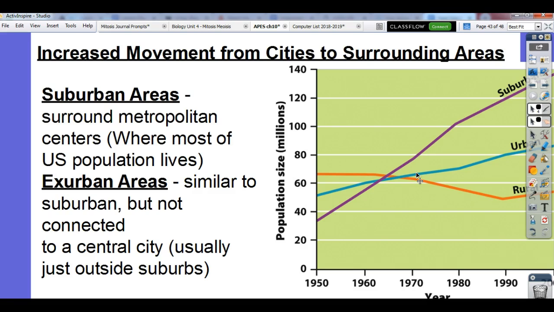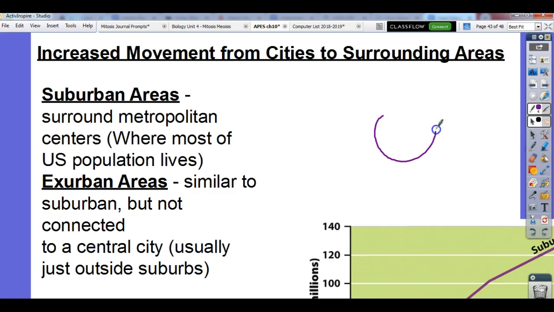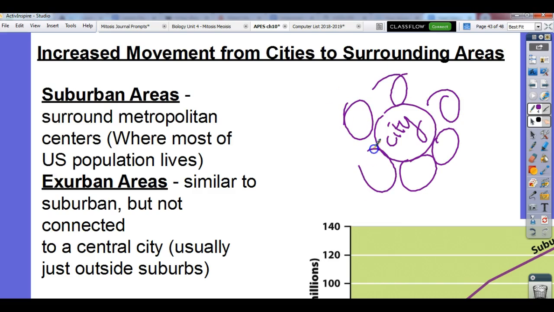Now we're going to hear another term, called an ex-urban area. This is like a suburb, except it's outside of a suburb. So I'll draw you a little picture here. We have the city. Now around the city, all of these are my suburbs. Maybe Greenfield is a suburb of Milwaukee, or Oak Creek, or Wauwatosa.